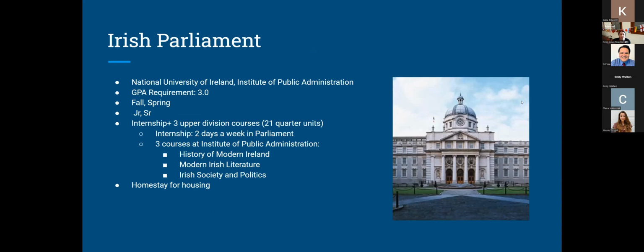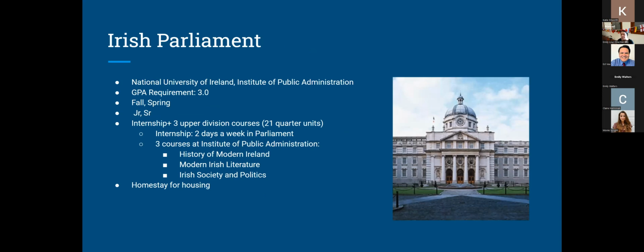Okay, the other unique program that we have in Ireland is the Irish Parliament program. And so this is really great if you're in any way interested in political science and public policy, any of those government, any of those types of fields.